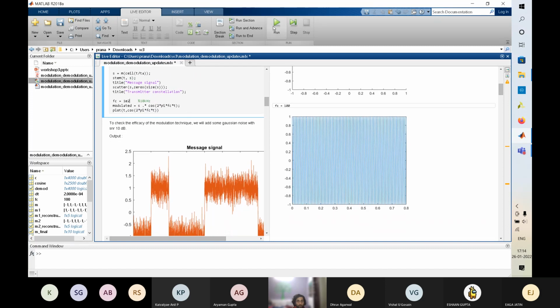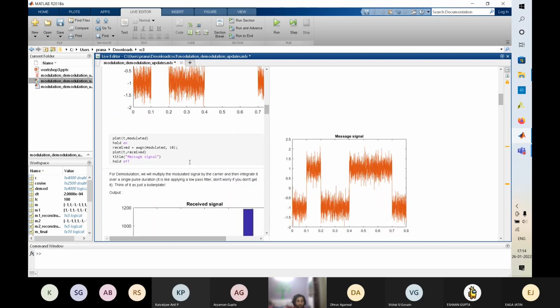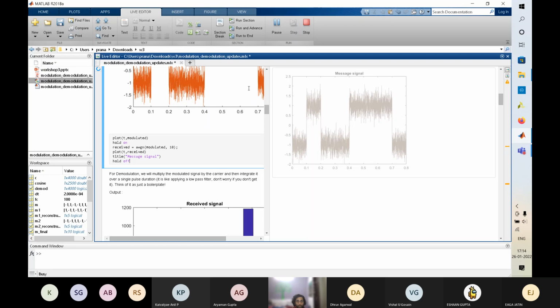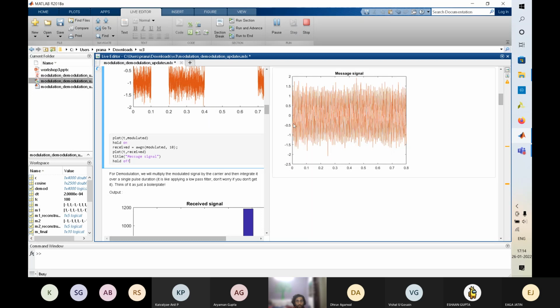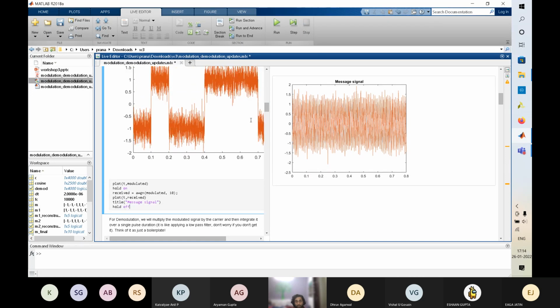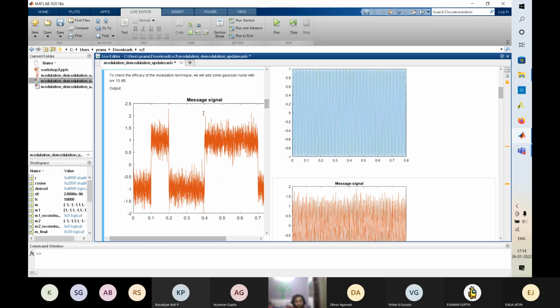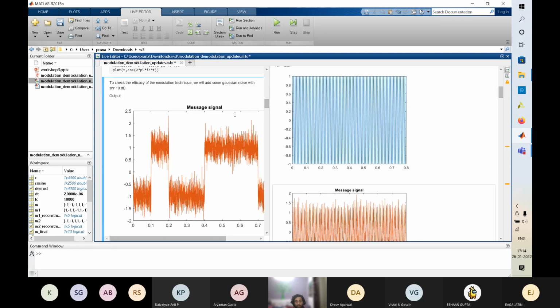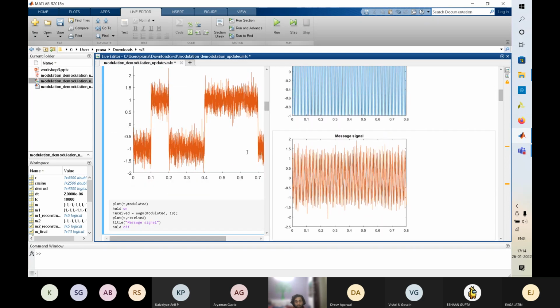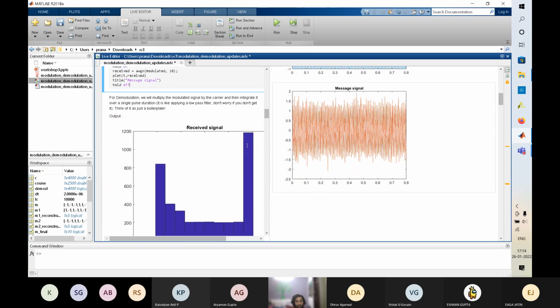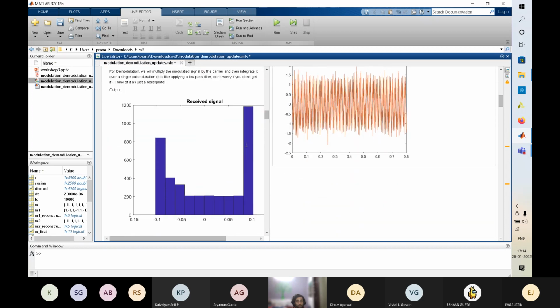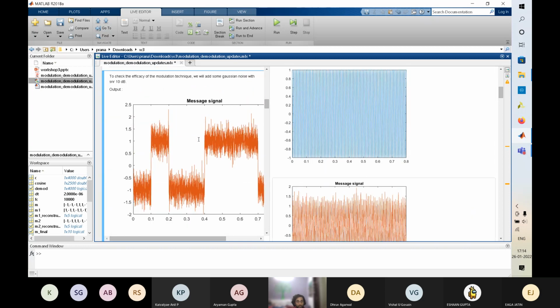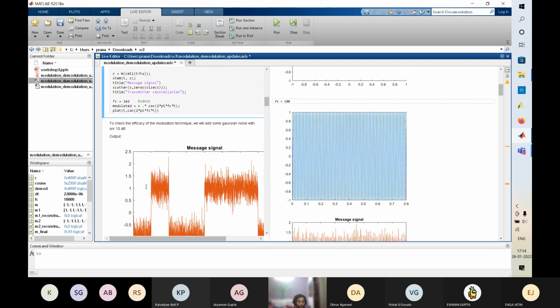If now we modulate, so this is the message signal. It is varying very much in time. So this is of no use. So this is important while we are going to choose a carrier frequency. Next, we move on to demodulation.